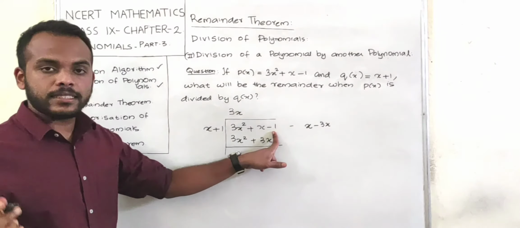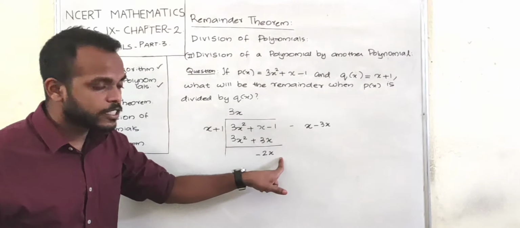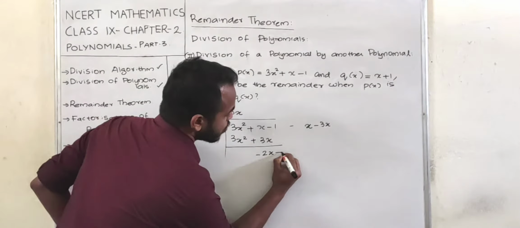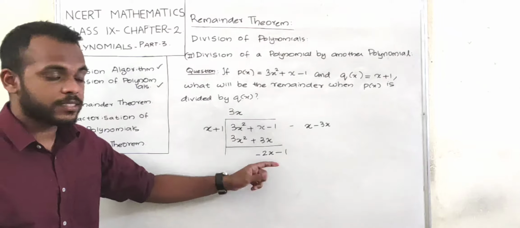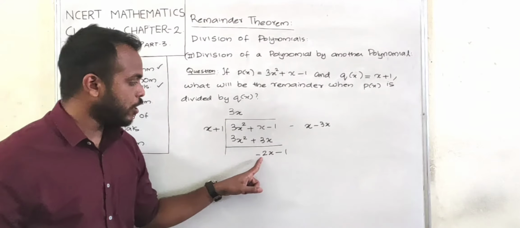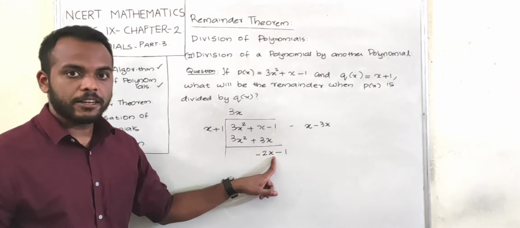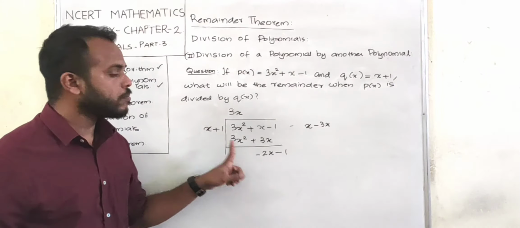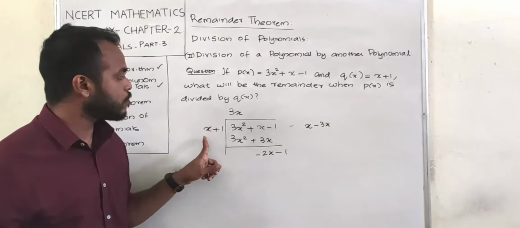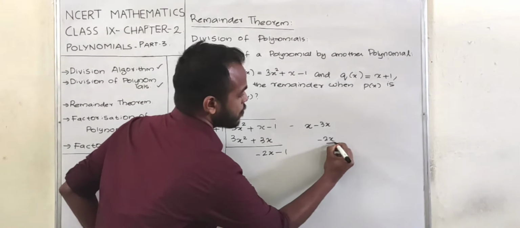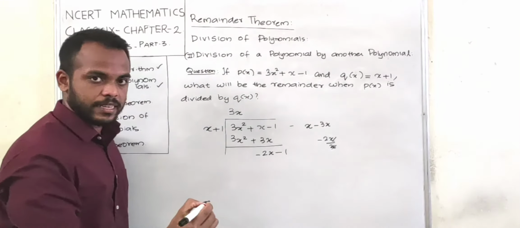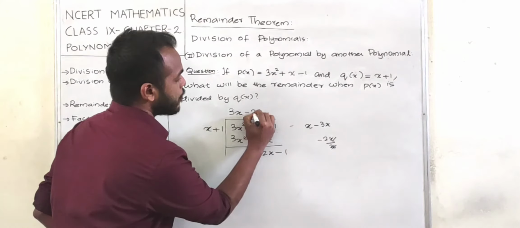Now, just as in the normal division, take the next term down. So it happens to be minus 2x minus 1. Now repeat the same process. Take the first term in the lower part, minus 2x, and divide it by x. So minus 2x by x. What is minus 2x by x? The x and x get cancelled, so you should write a minus 2 here.